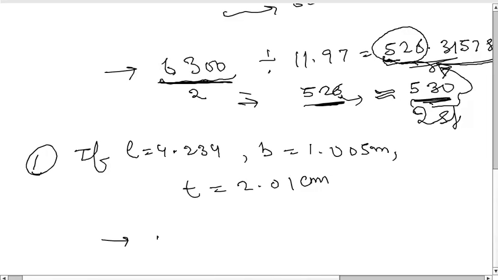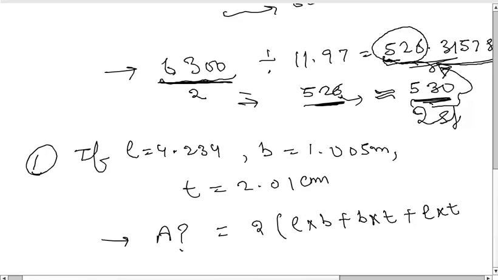What will be the area? So what do you have to do? You have to multiply and reduce in the significant figure. Just write down the formula of the area. That will be twice of length into width plus width into thickness or height plus length into thickness. So use the calculator and solve for the final answer.